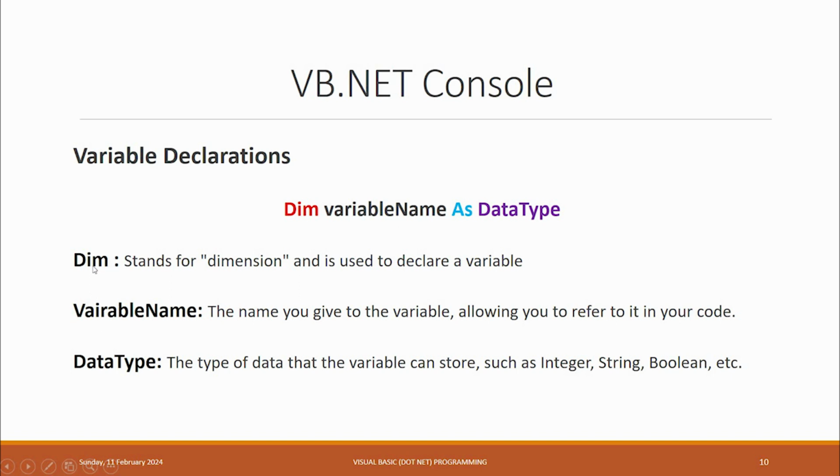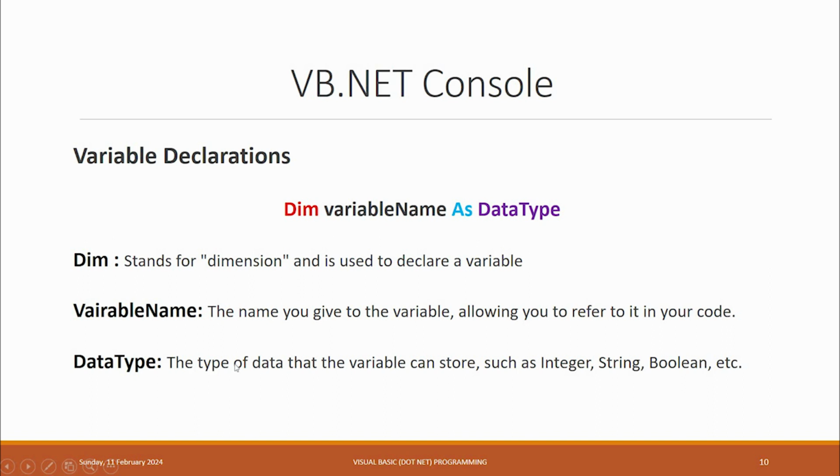When it comes to the description, Dim stands for dimension and it's used to declare variables. Every variable needs to have a dimension set for it. That is what it means here. The variable name is the name that you give to the variable, allowing you to refer to it in your code.